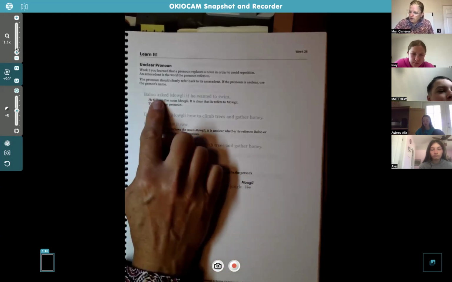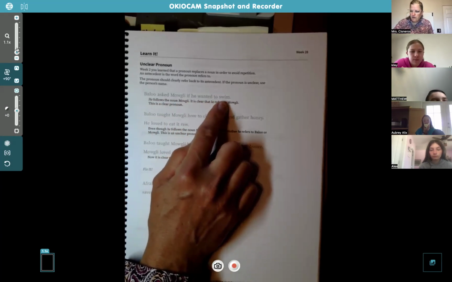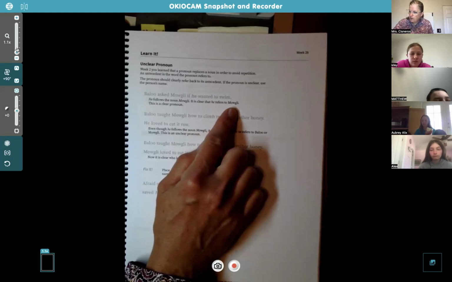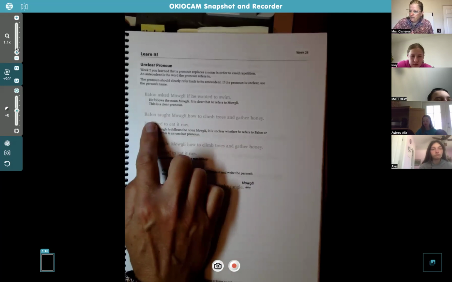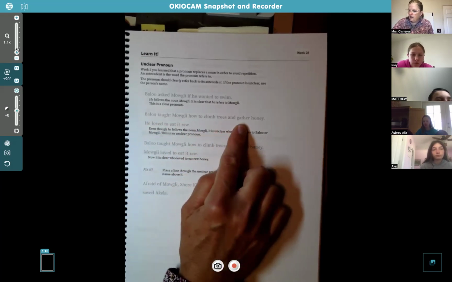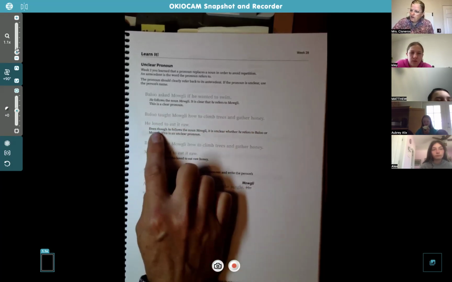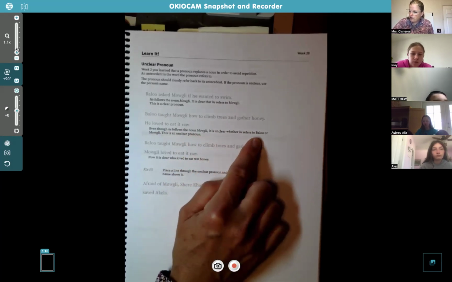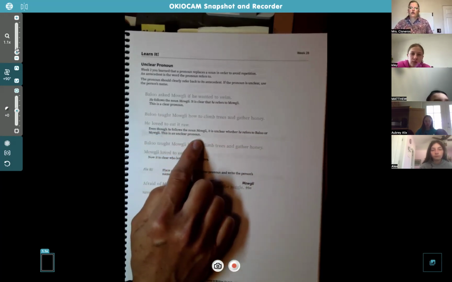The first one says, Baloo asked Mowgli if he wanted to swim. So he follows the noun Mowgli. It is clear that he refers to Mowgli. This is a clear pronoun. But check this one. Baloo taught Mowgli how to climb trees and gather honey. He loved to eat it raw. Even though he follows the noun Mowgli, it's unclear whether he is referring to Baloo or Mowgli. This is an unclear pronoun.